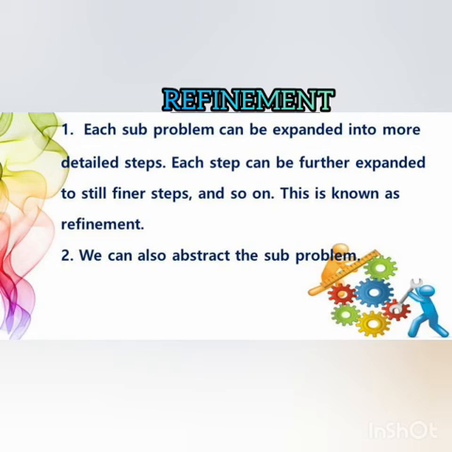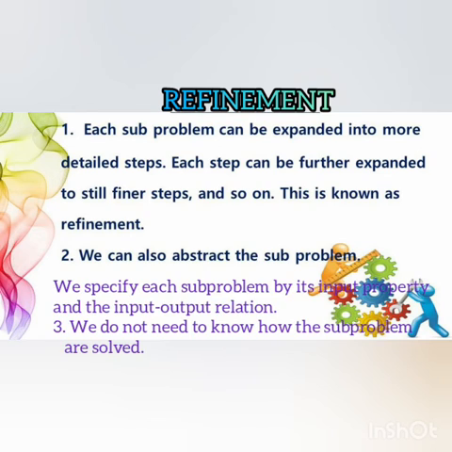So, we take only the essential details of the subproblem alone. Then, we can also abstract the subproblem. I already told that we specify each subproblem by its input property and the input-output relation. So, we are going to write the specification format with the help of the input property and the input-output relation. So, while solving the main problem, we only need to know the specification of the subproblems. We do not need to know how the subproblems are solved. It just needs the specification.